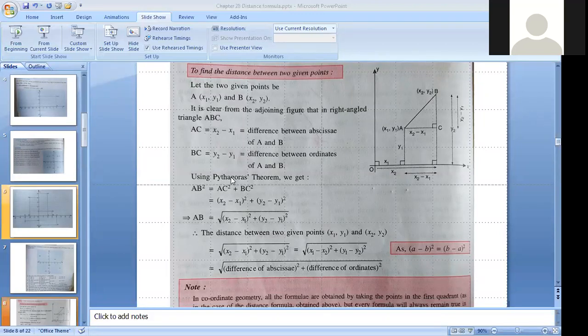This formula is based on the Pythagoras theorem. So stay tuned to learn how exactly it has been derived. So let me explain to you all over here. Let's pay attention.